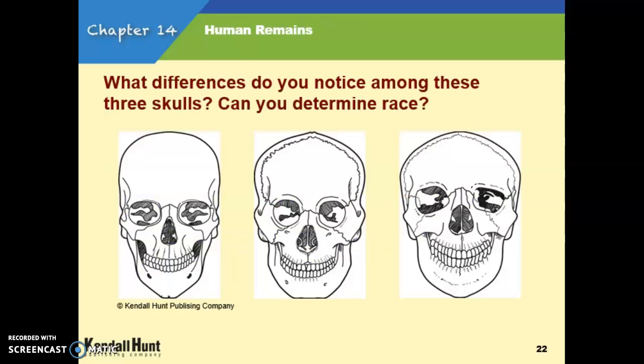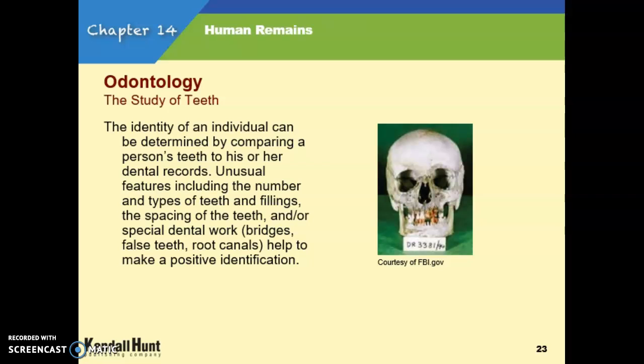So to show you examples of these, here you can see the more oval-shaped orbits. You can see a very narrow mandible here. You can see how thin the zygomatic arches are as compared to these two. The orbit shape here would be the more square shape. Here is the rounded shape. Looking at these, you can make the estimation that this would be the more Caucasoid, this would be Mongoloid, this one would be Negroid.